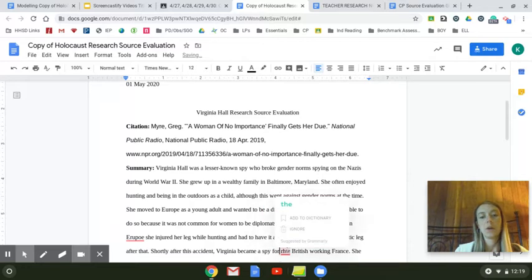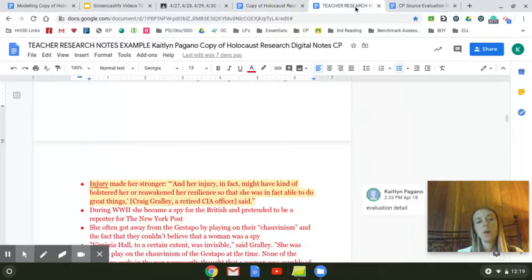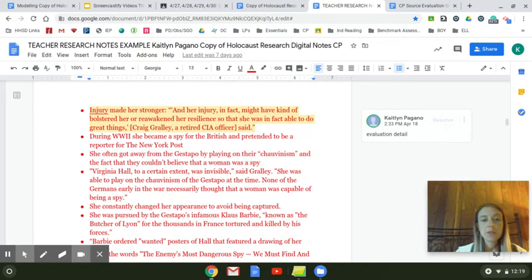Now I'm going back to my notes to see what else I learned from this source. And so she often got away from the Gestapo, playing on their chauvinism. She was, to a certain extent, invisible. She changed her appearance. She moved around a lot. So I'm going to put some of these things in.